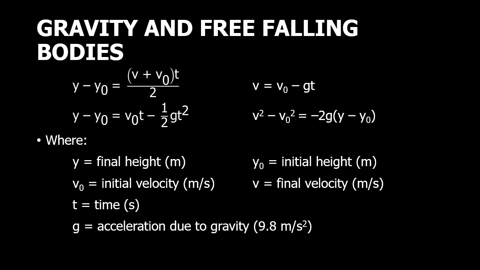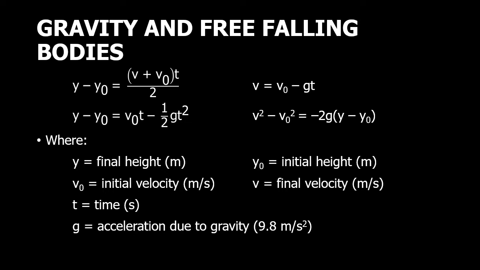So our formulas are also for where y is final height, y sub 0 is initial height, v is for final velocity, v sub 0 is initial velocity, t is time, and g is acceleration due to gravity, which is equal to 9.8 meter per second squared or 9.81.